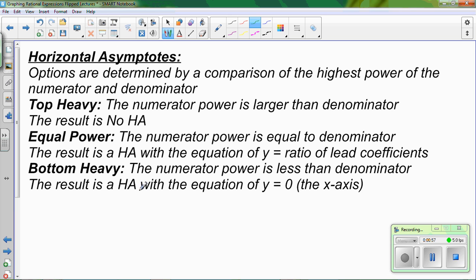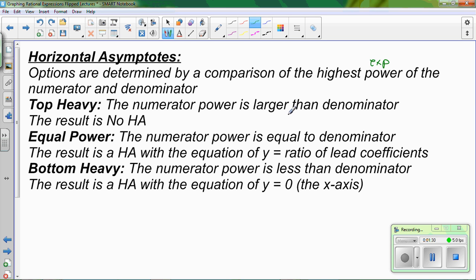There's 3 ways this can go, and so you've got to take this down, and so maybe now is a good time to pause the video and write this down, and I'm going to talk about each of these scenarios one at a time. But there's 3 ways you could or could not have a horizontal asymptote, and the way that the options are determined is by a comparison of the highest power of the numerator and denominator. Highest power, that means exponent. So we're looking at the highest exponent of the numerator compared to the highest exponent of the denominator.